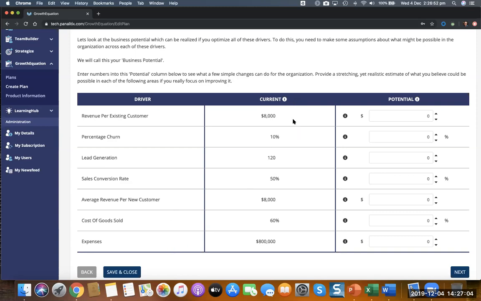In the center, you see the current situation for the business. This is where we are right now. And now our job is to work in the right-hand column and have the client set targets for each of those key drivers.